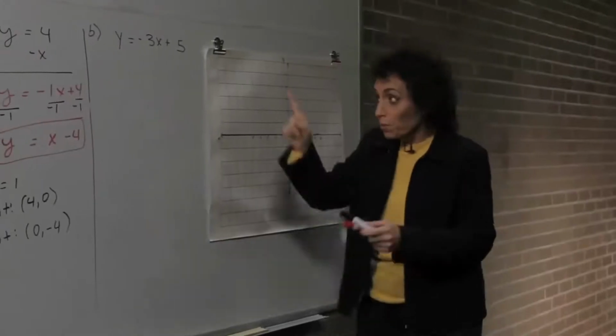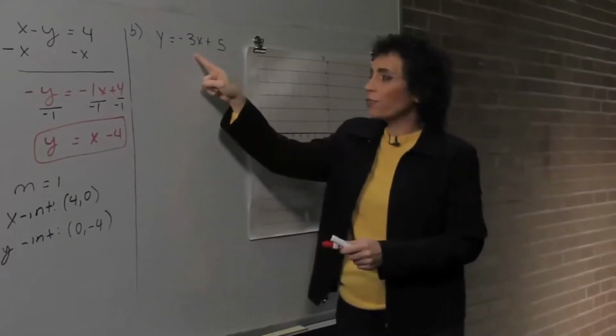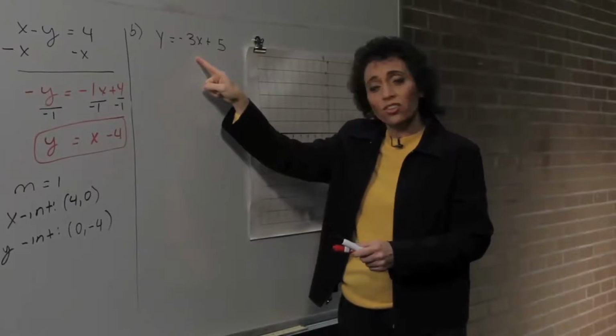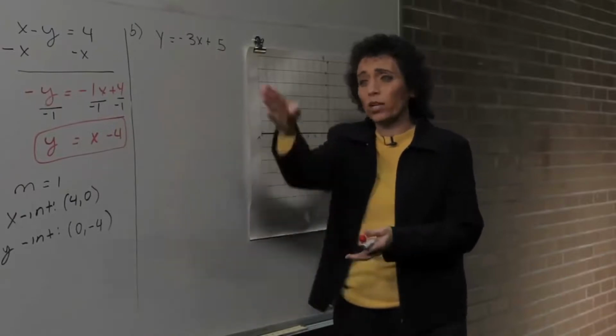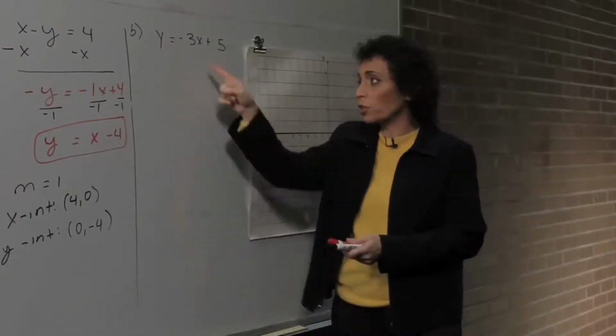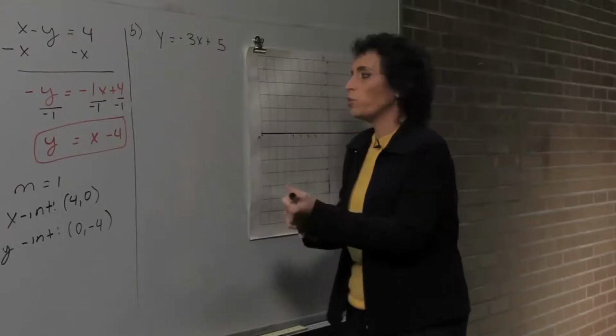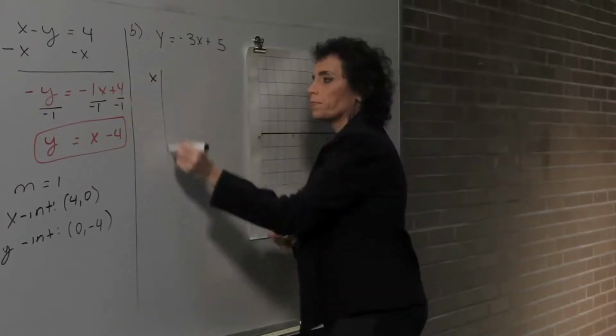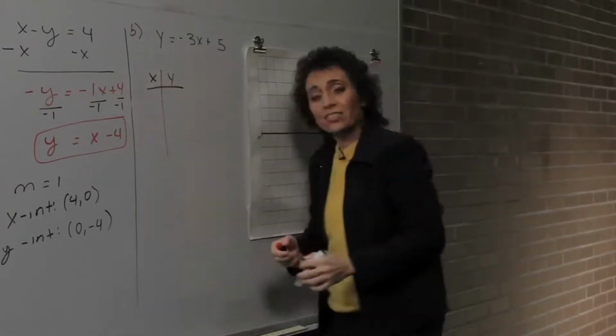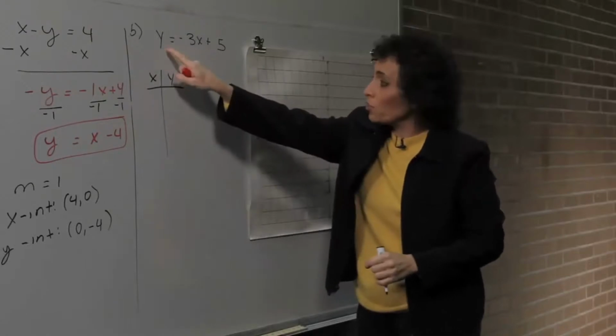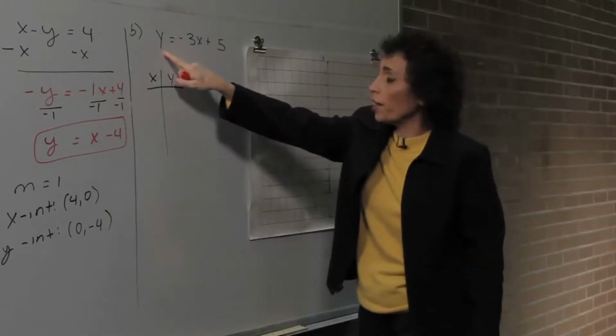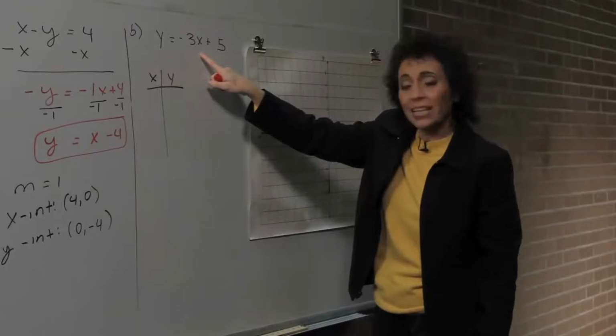All right, let's do B. Here we go. y equals -3x plus 5. This one is already solved for y, so we don't have to solve. That's why it doesn't say solve for y in terms of x, because it already is. Whenever we graph, we can just make a chart. Remember we talked about in lesson 2 that when it's solved for one of the variables, like y here, then it's easy to pick x's.